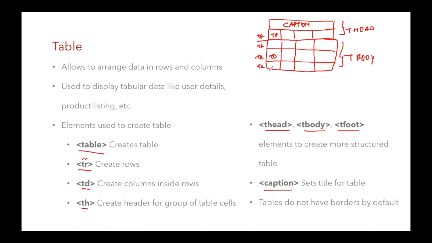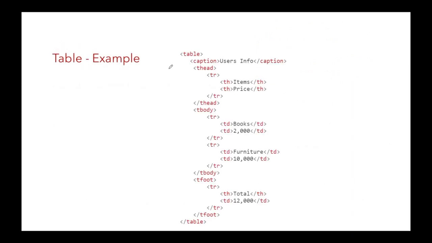And finally you have your TFOOT. Again, in that you can use a TR and TD. So this is your TFOOT. These are three important sections, and this whole thing becomes your table. By default tables have borders, so you need to explicitly add a few attributes so that these borders can be displayed. There are a few other attributes as well, which we'll check in the next slide.